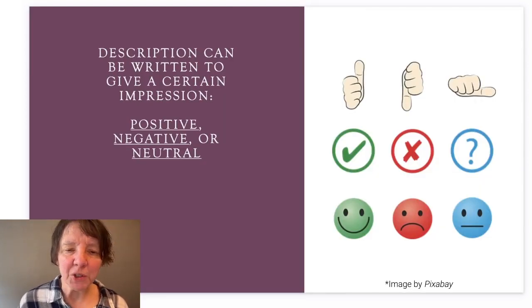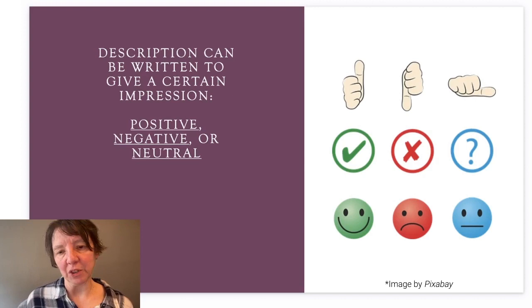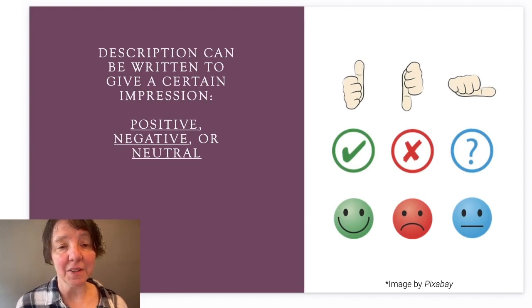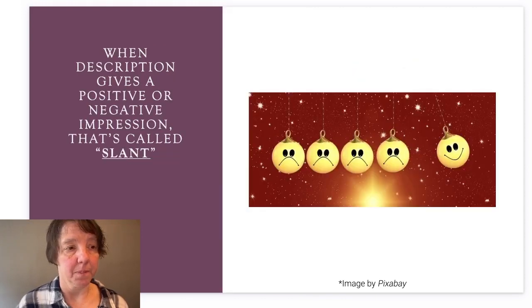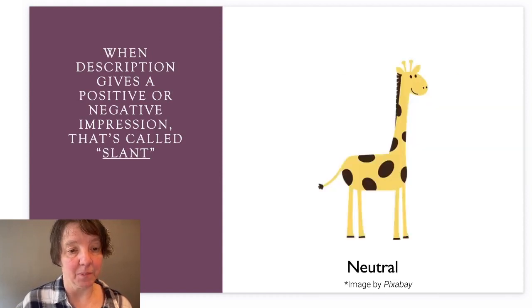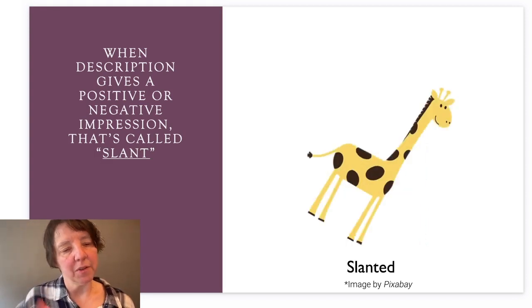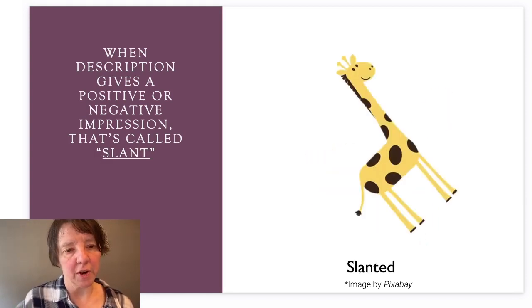So description can be written to give a certain impression of your subject, positive, neutral, or negative. When you're doing this as a writer, giving your description a positive, neutral, or negative impression, that's called slant. So I like to think of it as this little giraffe here. This is neutral. The giraffe is just standing there simply upright. But if you tilt it in one direction or the other direction, change it a little bit, that's the slant.